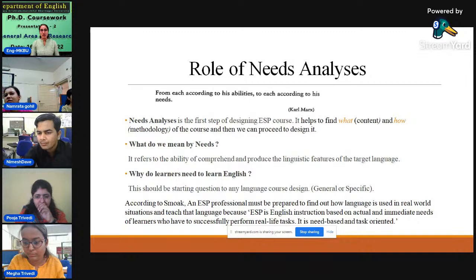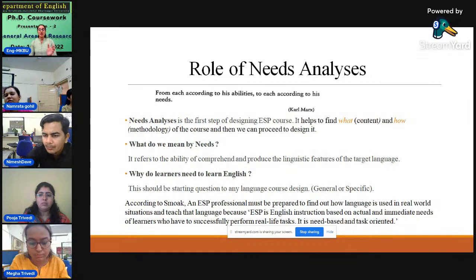For example, if the need of the learners is to be effective communicators of the target language, we should use the kind of methodology where we help learners to be effective communicators, not only language learners.